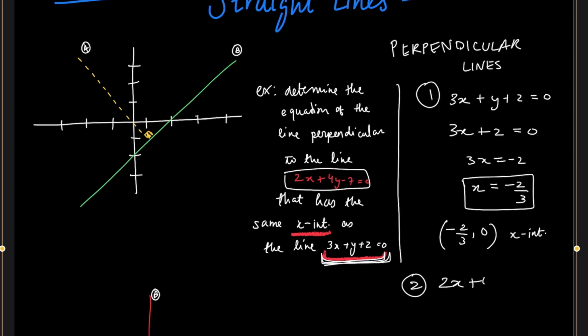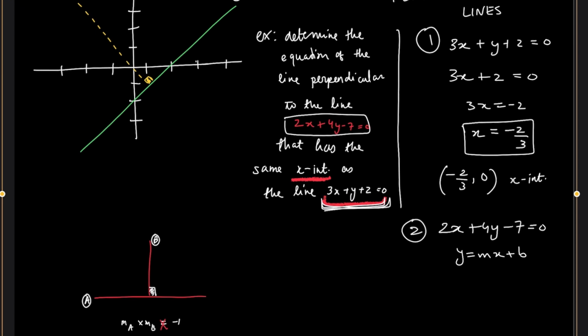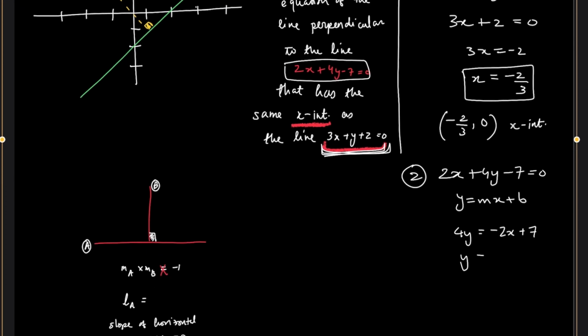So the second step would then be to take 2x plus 4y minus 7 is equal to 0 and put it in the form of y is equal to mx plus b. This is because it'll make it easier for us to find the slope of the perpendicular line. So if we do this, we can get that 4y is equal to negative 2x plus 7. If we divide by 4, we get y is equal to negative 2/4 x plus 7/4. So we know y is equal to negative half x plus 7/4. This is the slope of the original line.